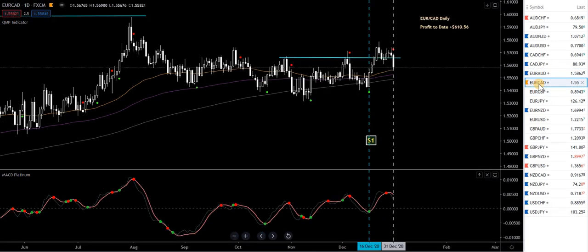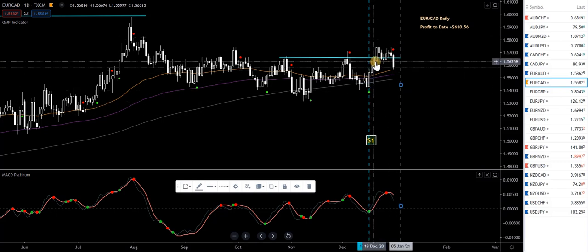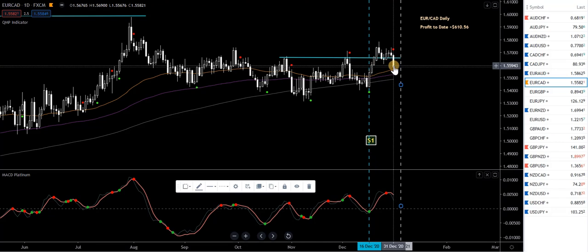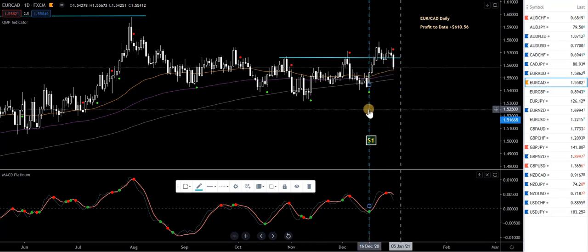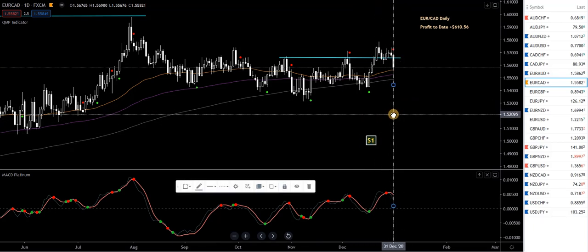Euro CAD, highlighted in yellow. I was stopped out on this buy. S1 was a buy, and the stop was just below this low here, and on Friday I got stopped out. So I've updated the spreadsheet, that's all up to date. I can just delete that now. So I've just shown you where it was.